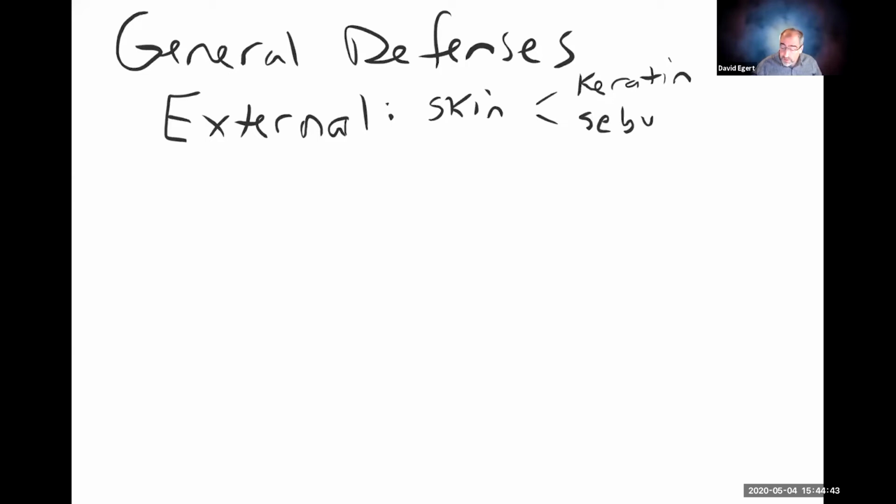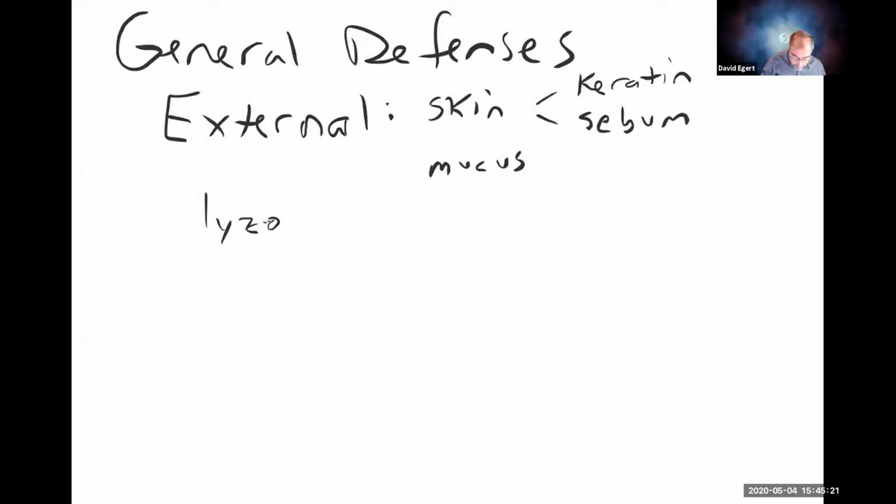Sebum, which is that oily stuff, which is released by the sebaceous glands. It keeps your hair supple and your skin moist, but it's also antimicrobial. So you have that antimicrobial stuff going on there. Mucus: things that aren't your dry skin have that sticky mucus. That sticky mucus has just kind of the flypaper effect, but it has what we call lysozyme in it.